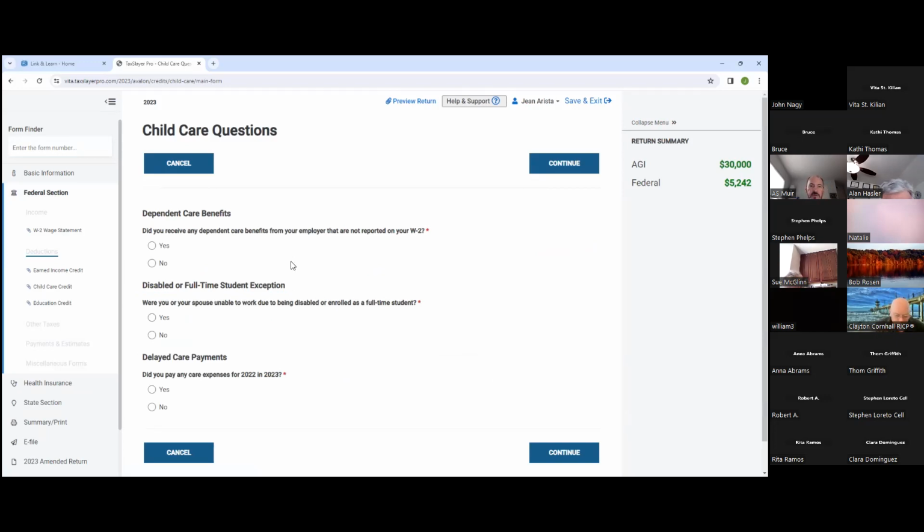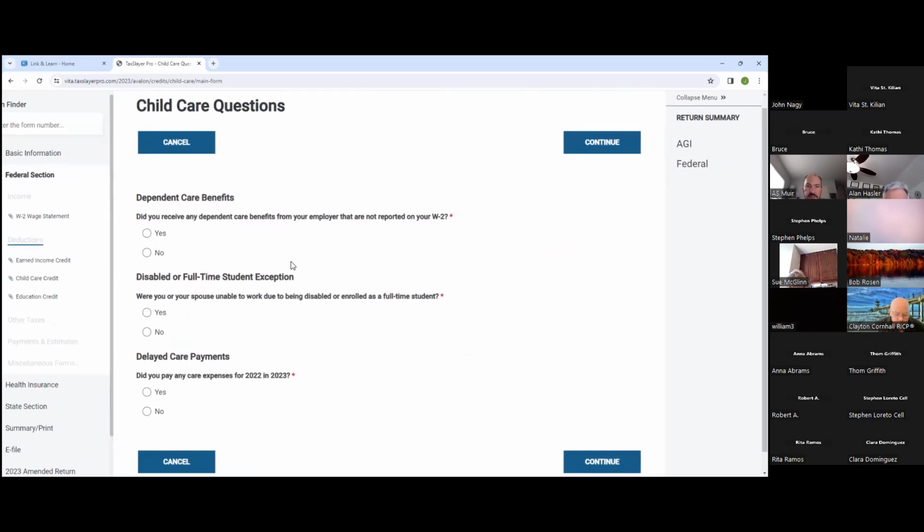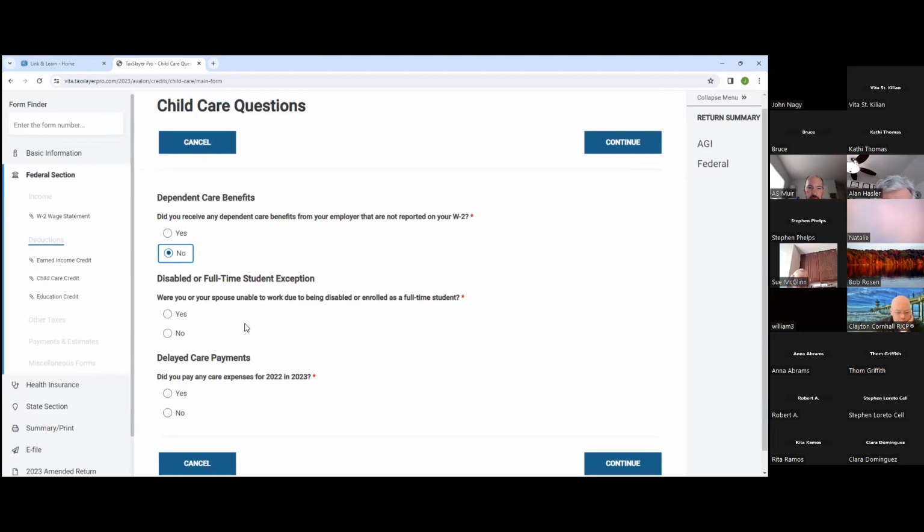And then we'll answer these questions. So the first question, let me make it bigger so you can see it. It says, are any of your benefits from your employer that are not reported on your W-2? And the answer is no. Next question is, were you or your spouse unable to work due to being disabled or a full-time student? No. Did you pay any expenses for 2022 in 2023? And the answer is no.